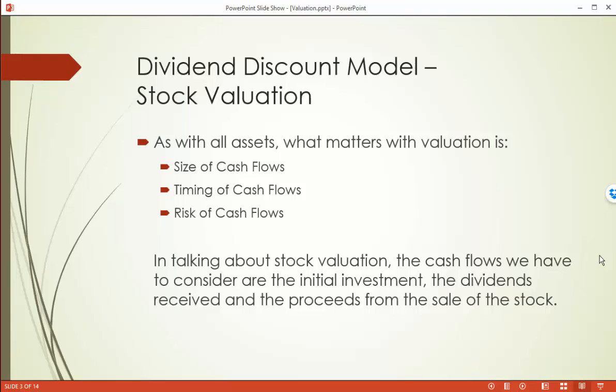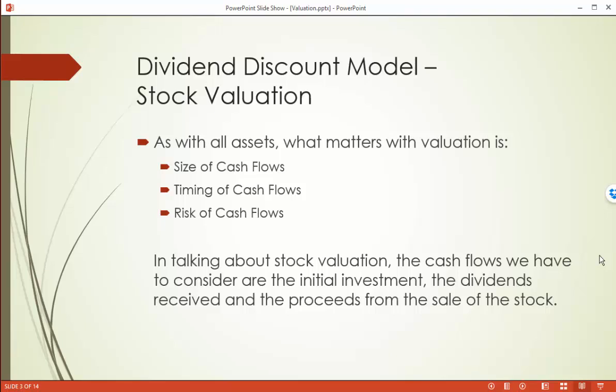The size of cash flows: as the size of the cash flows that an investor receives gets bigger, that's worth more to the investor, and so they're going to be willing to pay more. That's another way of saying that the share price will be higher if the size of the cash flows to be received by a stockholder are higher.